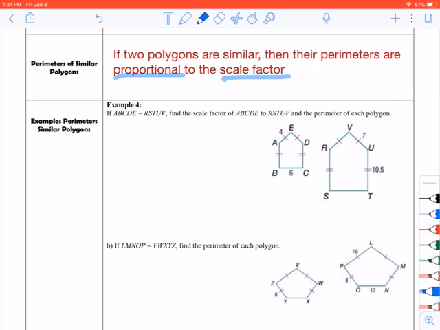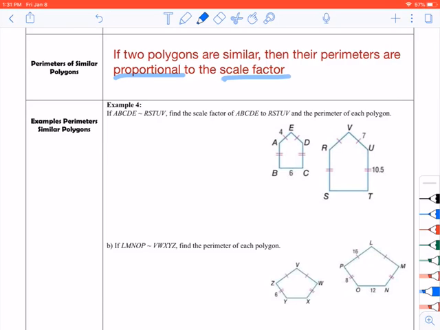So we separated this part of the section because we want to stress the importance of the perimeters of similar polygons theorem. The perimeters of similar polygons theorem says that if two polygons are similar, then their perimeters are proportional to the scale factor. And remember, we found the scale factor in the last video, how to find the scale factor.